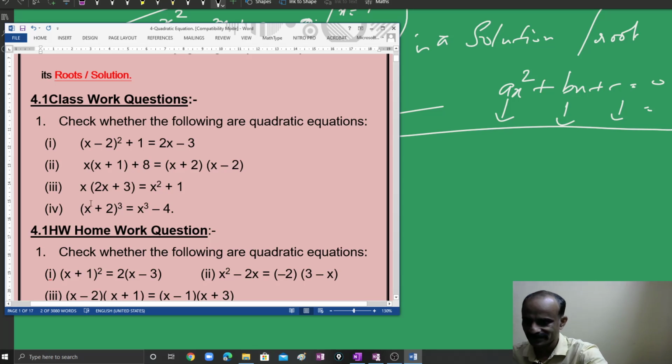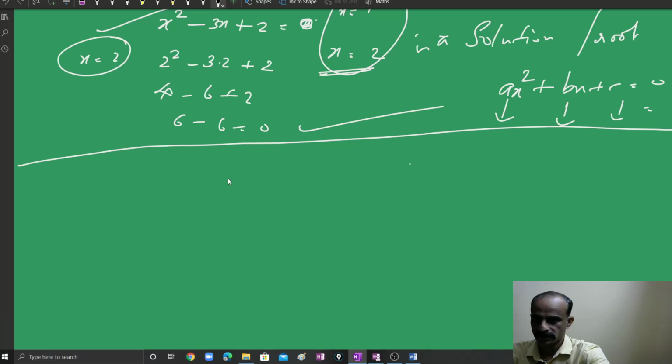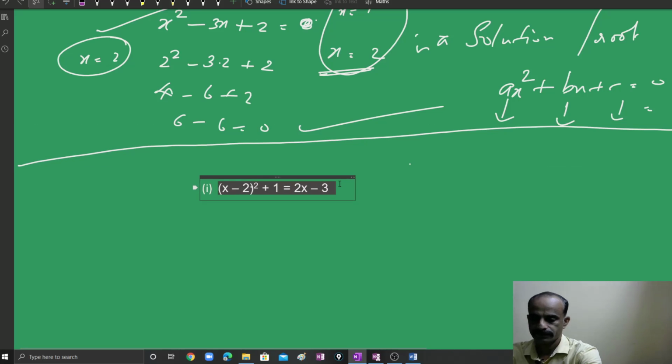Anyway, this is not going to be asked for a board exam, of course. Check whether the following are quadratic or not. That is the question given, whether this is quadratic or not. So let's put it over here. What is the question? You have been asked to check whether the given equation is a quadratic equation or not. This is quadratic or not.